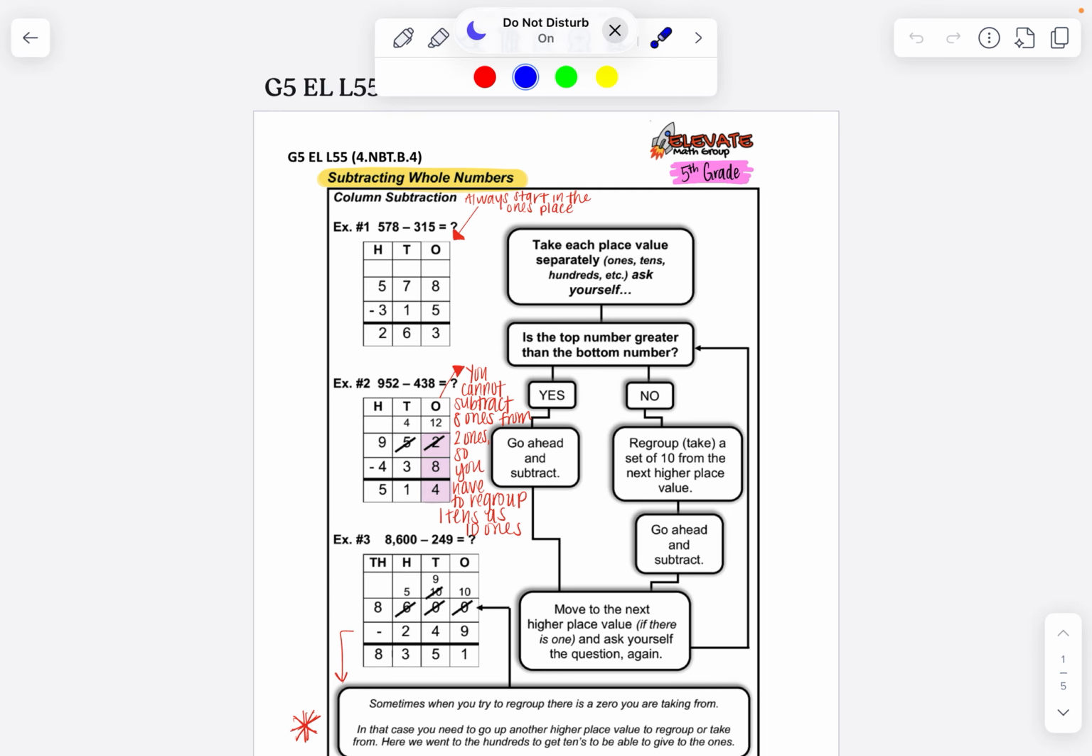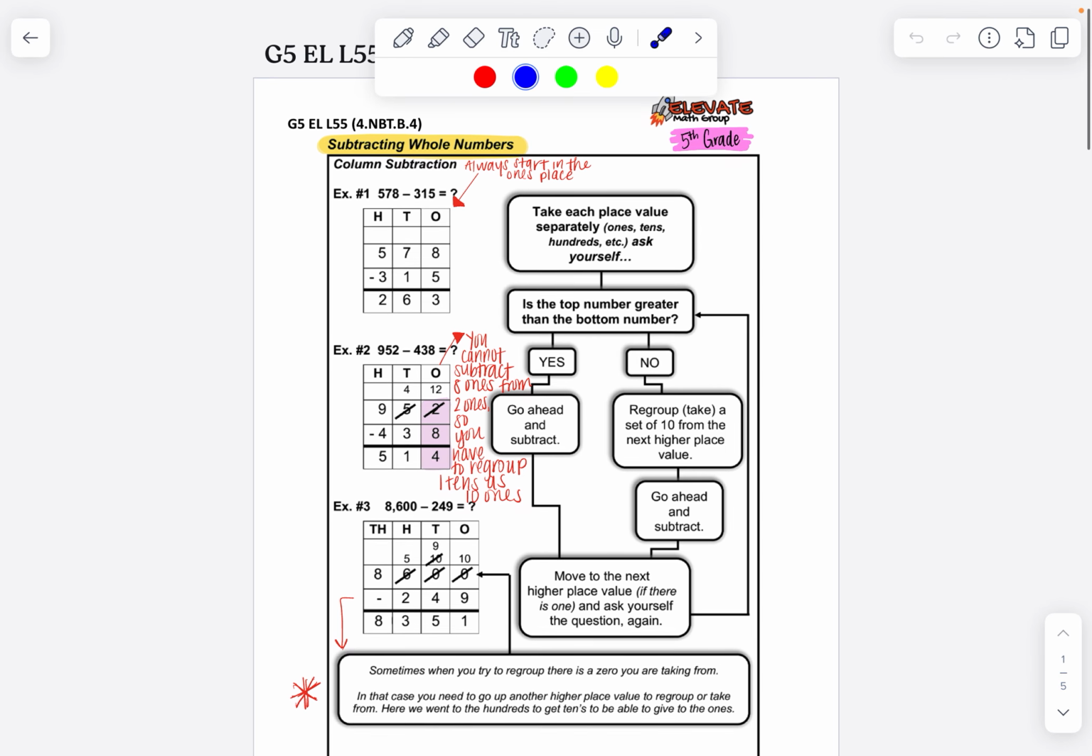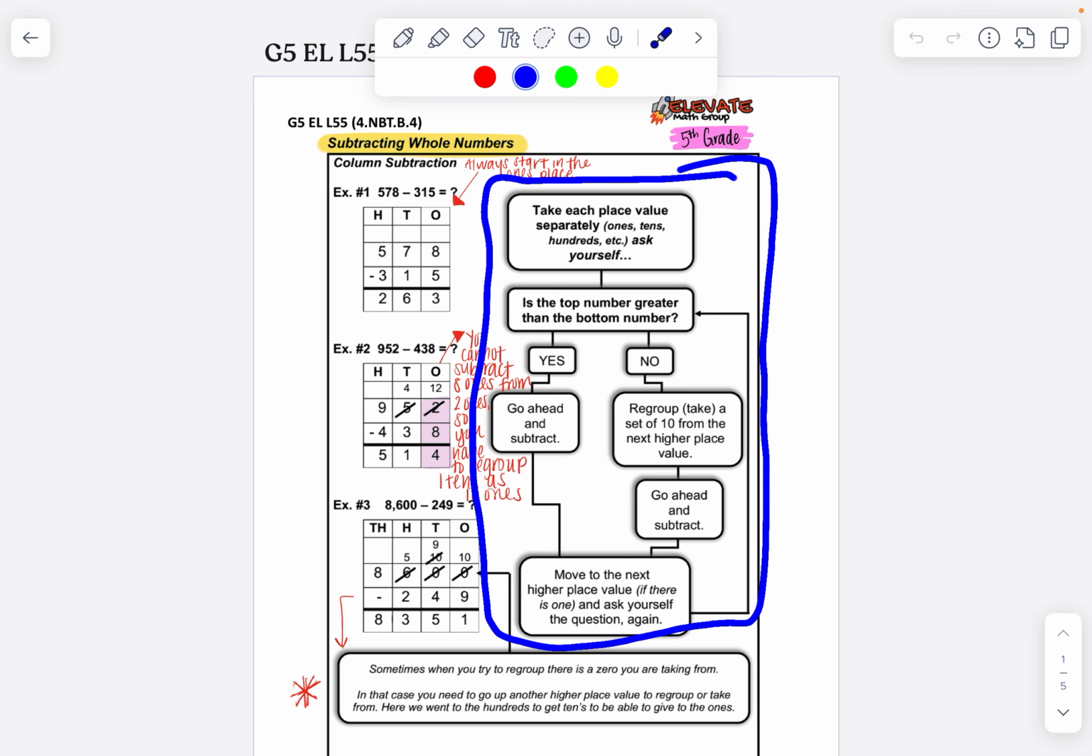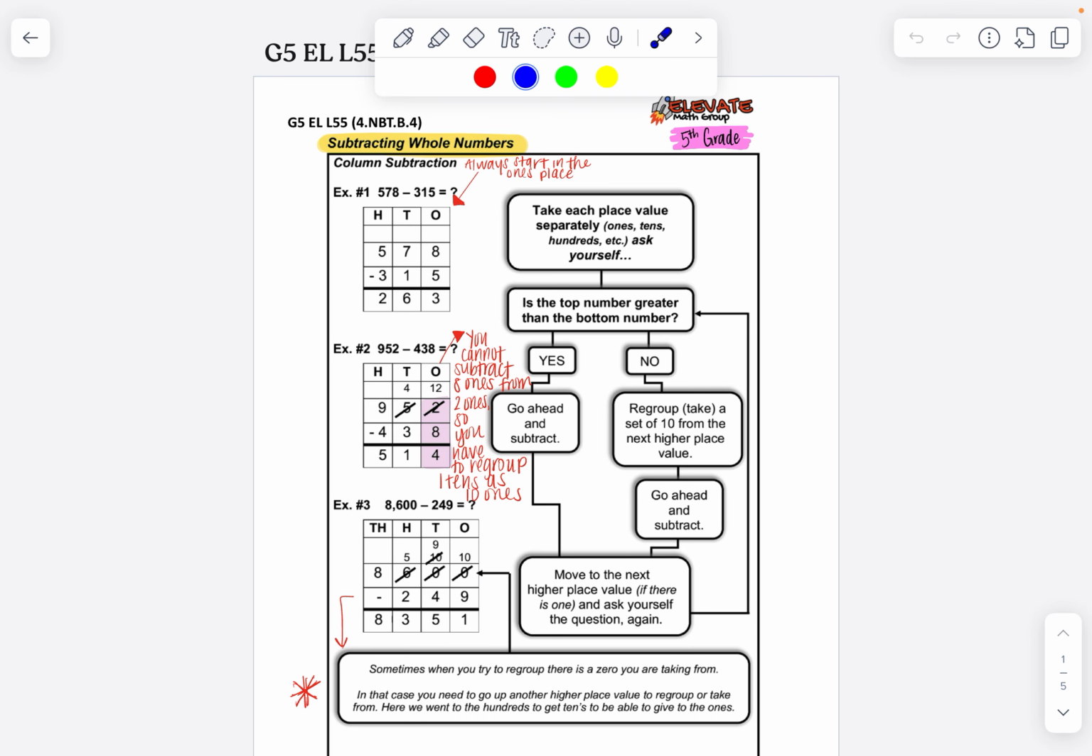Today we are working on lesson 55 on subtracting whole numbers. So this lesson is nice because it includes a flow chart that students can work through to help them process whether they are subtracting correctly or incorrectly. And so we are going to use this flow chart for this video in order for you to help students with their practice problems.